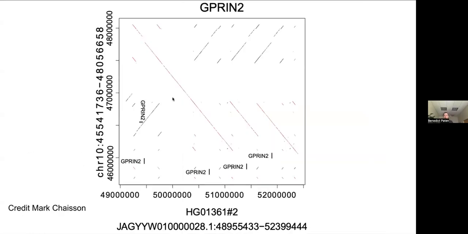And just to show you what I mean by haplotype resolved, here is that GPRIN2 locus. On the y-axis here, we've got GRCh38. GRCh38 has this one copy of GPRIN2. And then this is another haplotype. And you can see our Ensembl pipeline has annotated four copies, right? But when you look at that dot plot, you can see that this is really a hall of mirrors in terms of the structural variation and inversion haplotypes and so forth. And it's only once you can create these sequence resolved assemblies that you can really start to appreciate the complexity of these kinds of loci.